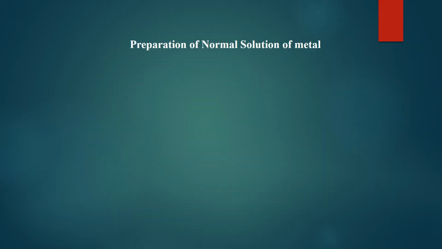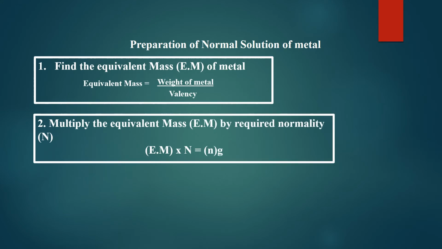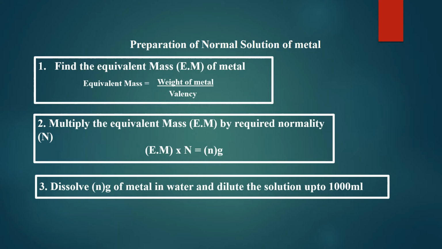In this video we will learn the preparation of normal solution of metals. To prepare normal solution of any metal, always follow these 3 steps. First of all, find out the equivalent mass of metal. As I mentioned earlier, for finding equivalent mass of metal, just divide mass of metal by its valency. Then, multiply the coming number by required normality. Take the coming mass of substance, dissolve it in water and dilute the solution up to 1000 milliliters.